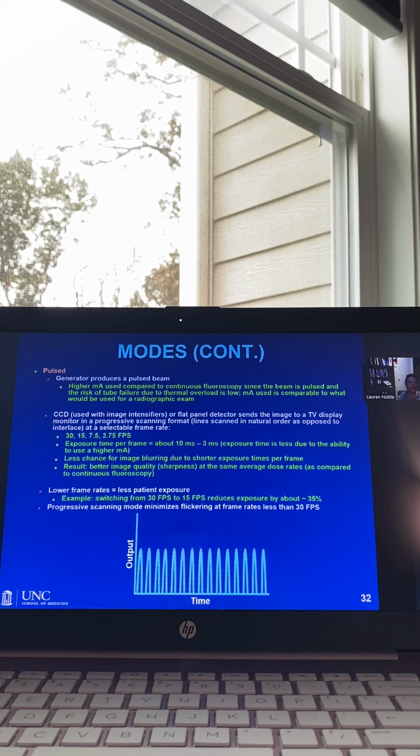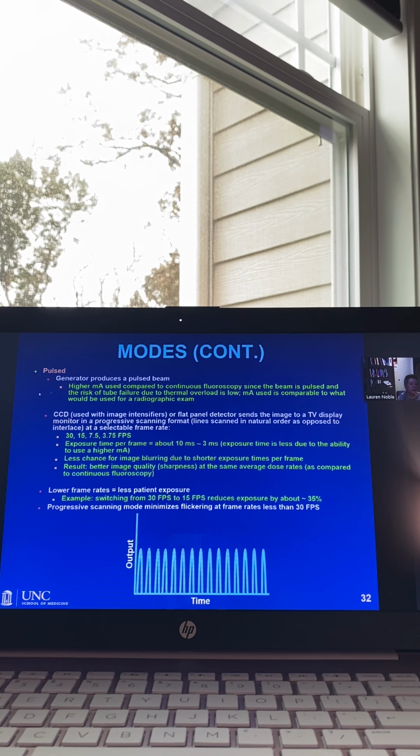And so if the unit can use a higher mA, what does that tell you about the exposure time that is needed to generate the proper amount of mass for the image? It'll be shorter. So there's less chance for patient motion with these types of units.